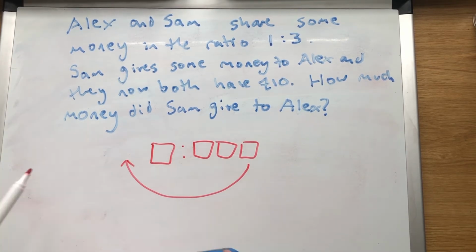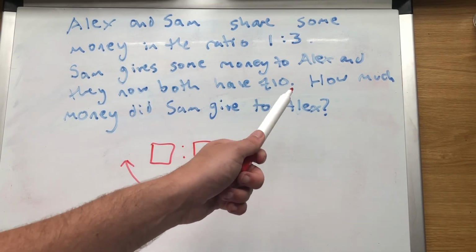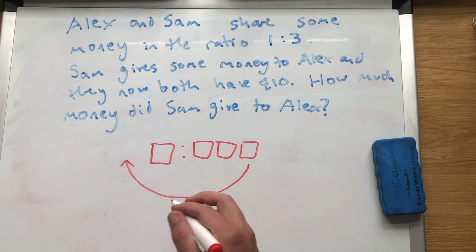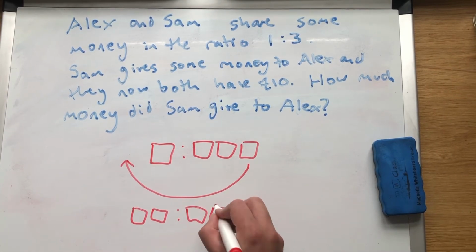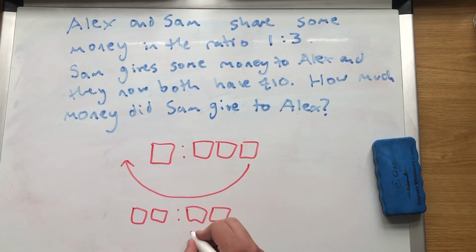So in order for them to have the same amount of money, and we know they have the same amount because they both have £10, it needs to be that they both have 2 boxes and Sam gives 1 box away. We know that they each have £10, so this here is £10. It's the same idea, find out how much 1 box is and the rest will all answer itself.